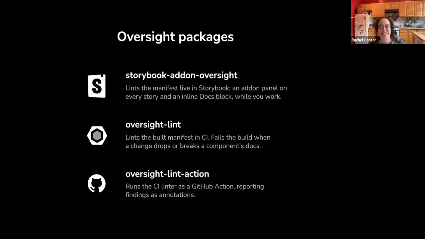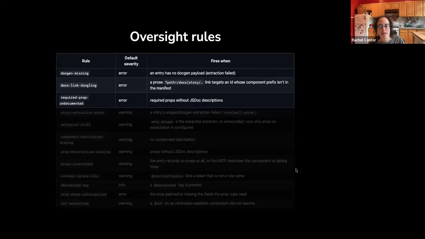Yeah, so thank you so much, Kyle. So on to the rules. Now there are currently 10 rules to oversight. In this session, we are going to focus on demoing three in particular. DocGen missing is an error. The extraction failed outright for that entry. So as far as the agent is concerned, that component has no props at all.